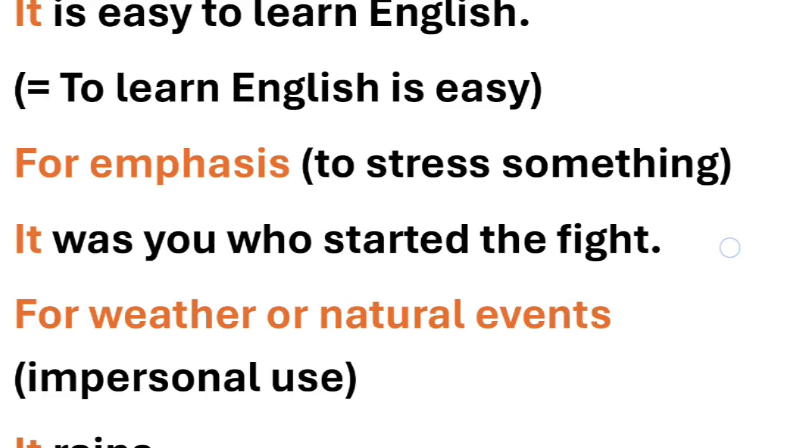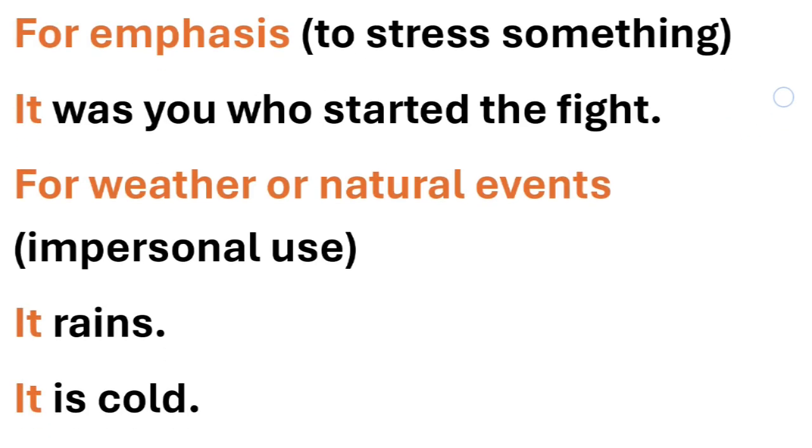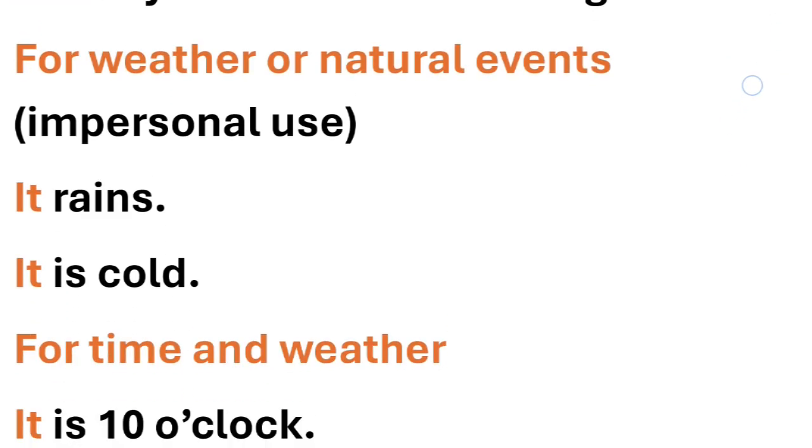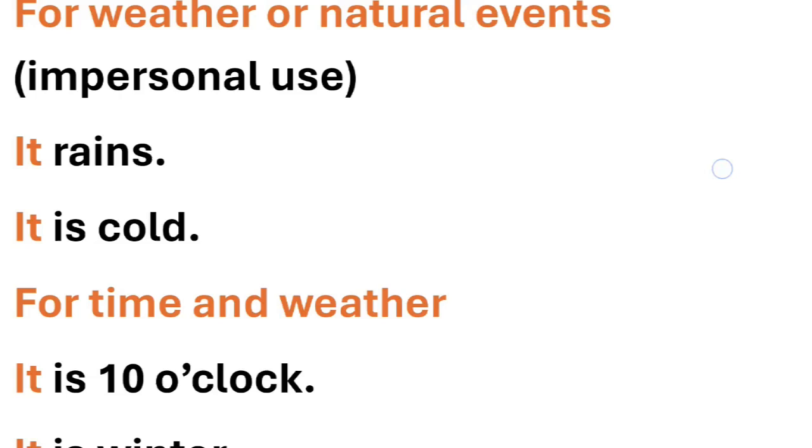We use pronoun it for weather or natural events as well, and in impersonal use. For example, it rains, it is cold.